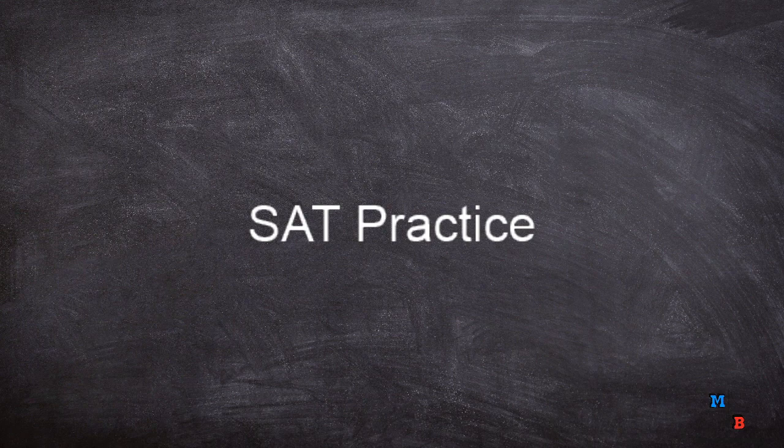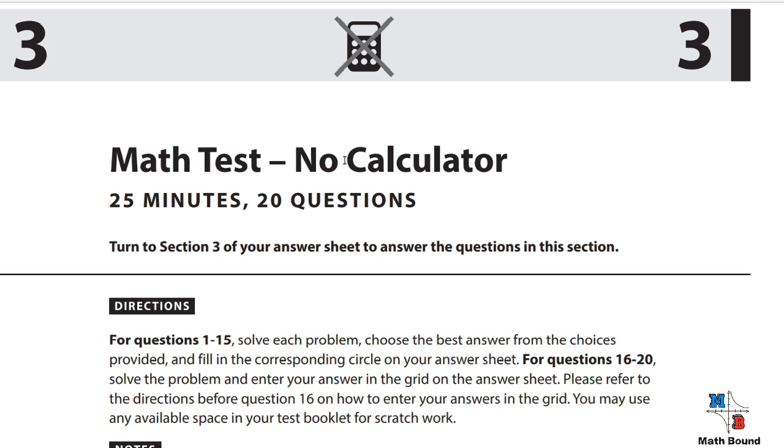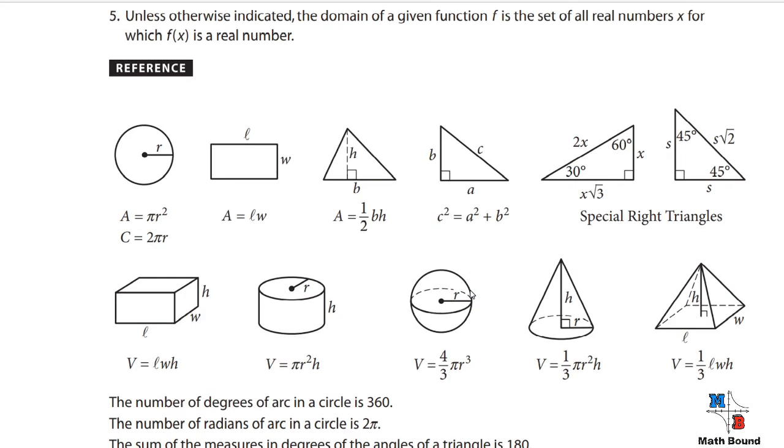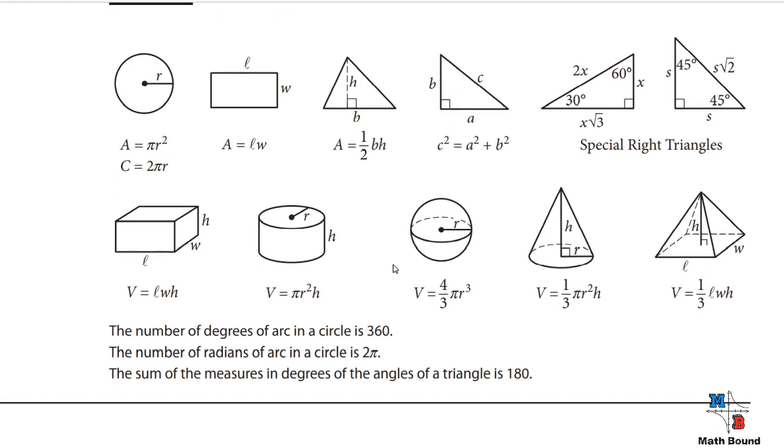Today we're going to be working on some SAT practice questions. When we're talking about the math section of the SAT, the test is divided into two sections, one with calculator, the other without calculator, and you're going to have a certain amount of time to complete the questions. There are some things that they will provide for you, for instance, a reference sheet. Maybe you don't remember how to find the area of a circle or the volume of a sphere or cylinder. Well, they give you a small reference sheet so that you can recall some of the information in case you have forgotten.